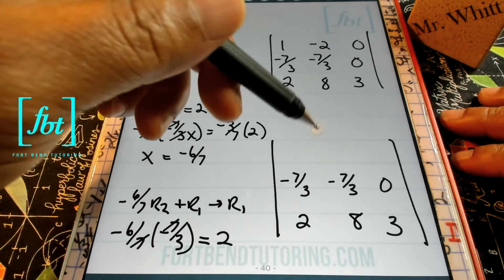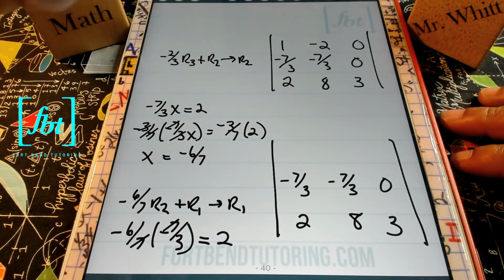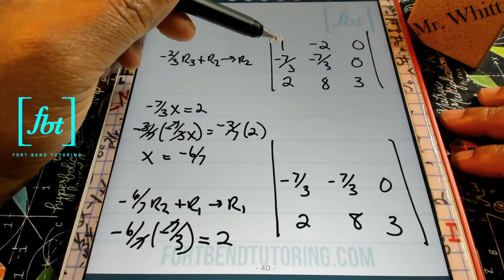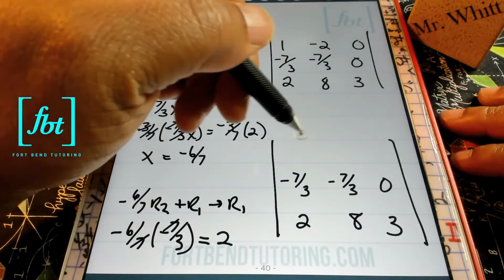Now, what we're going to do is this. Distributing the negative 6/7 to each of the terms in the second row, adding that to the first row, you'll have 2. 2 plus 1 is 3.